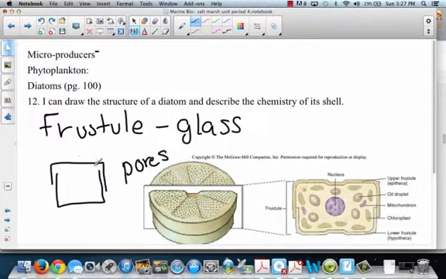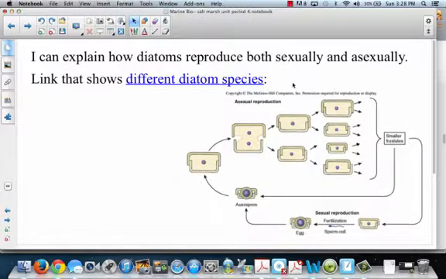So let me see if I can actually draw that on here. So you have CO2 coming in and you have oxygen coming out through the process of photosynthesis. Okay, so this is how they reproduce.